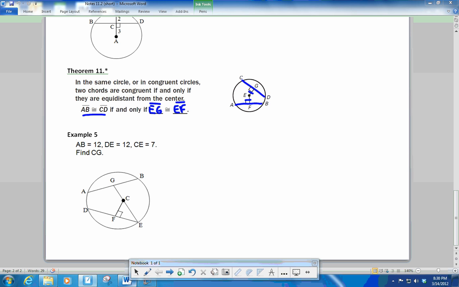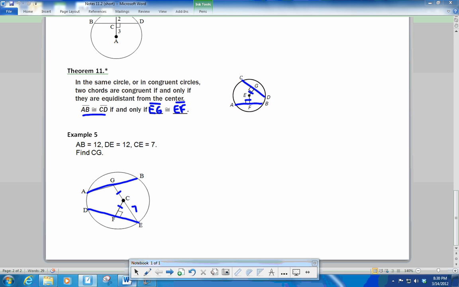And so if I apply that here, it says AB is 12, and it says DE is 12, so I know I have two congruent chords. That means they should be equidistant from the center. That means this length here should be equal to this length here. They should be equidistant from the center C. It says CE is 7. Find CG. To find CG, I could also find CF because they're the same length.